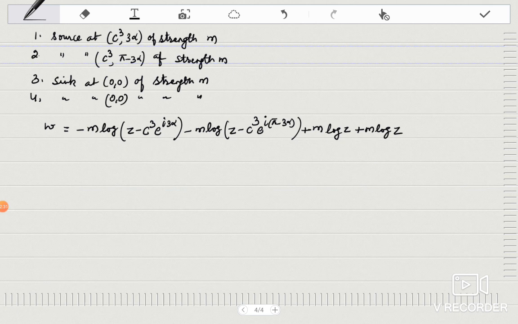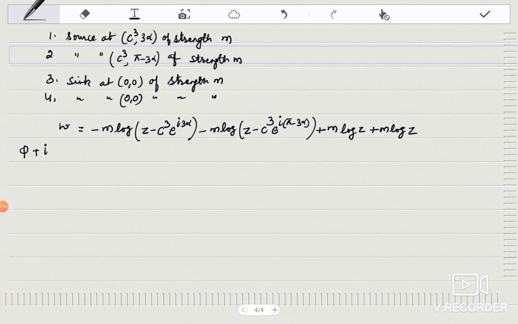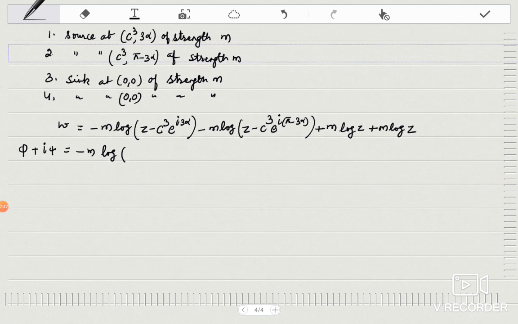Now you do certain mathematical calculations in it, and then you can find psi, because you are interested only in psi. Phi plus i psi is equal to minus M log. I have made one mistake. This is not Z, because now you are not in the Z plane. Rather, you are in the zeta plane. So I have to write zeta. As I told you, under the condition that whatever the status of the source and sink was originally will be preserved, so again we can use zeta.